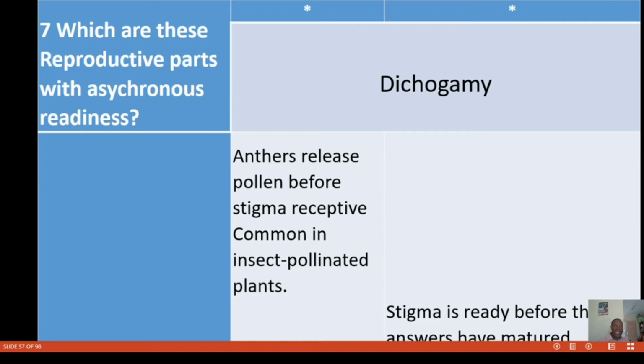Then we have a case of dichogamy, and this may occur where anthers release pollen before the stigma is receptive. And this occurs in insect pollinated plants.